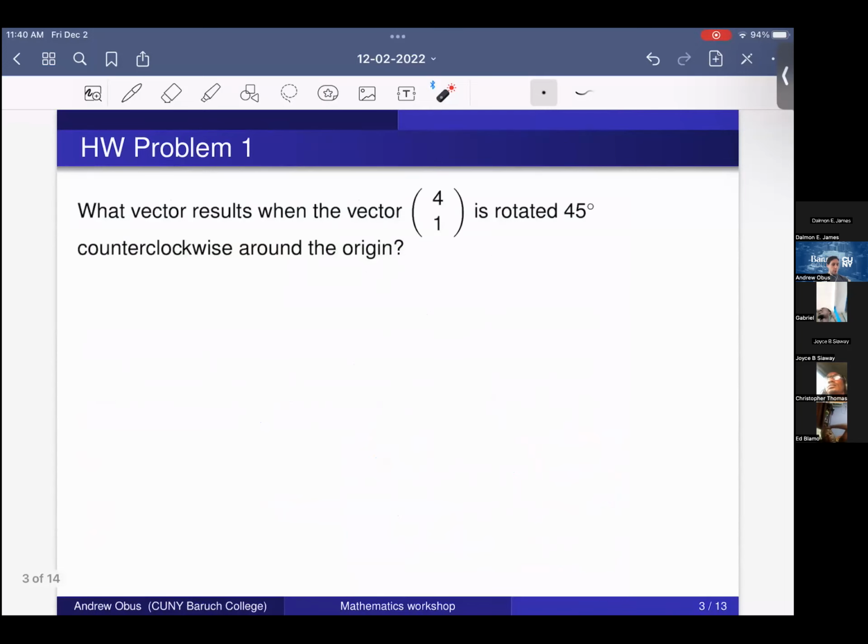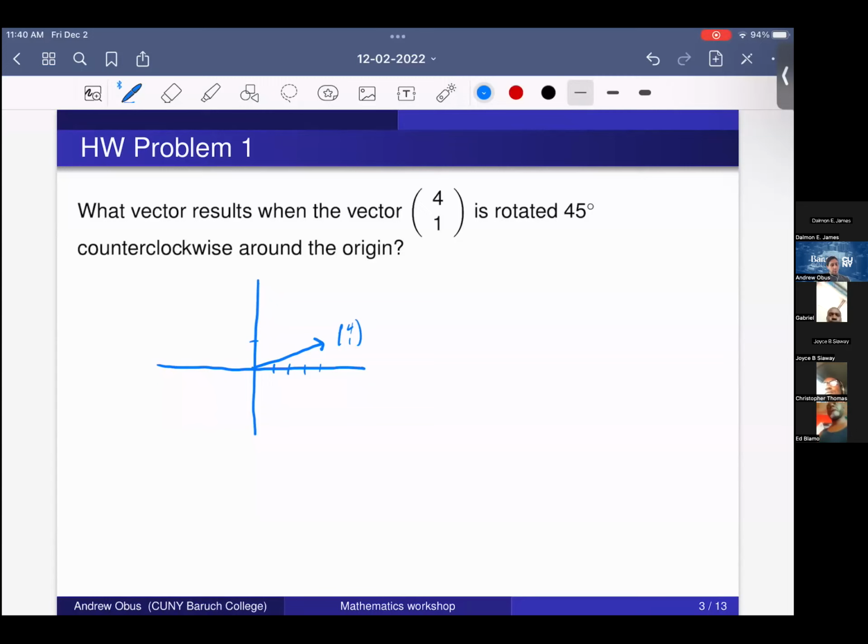Okay, so let's now do the homework questions. Problem number 1 is a straightforward question. It says, what vector results when the vector (4, 1) is rotated 45 degrees counterclockwise around the origin? Let me just draw this. (4, 1) is going to look kind of like this: 1, 2, 3, 4, and this is 1. So this here is the vector (4, 1).